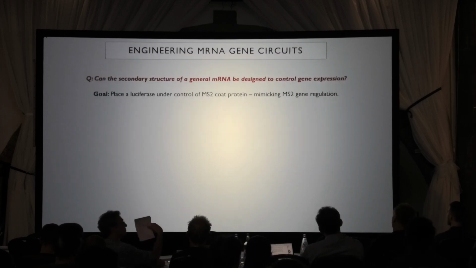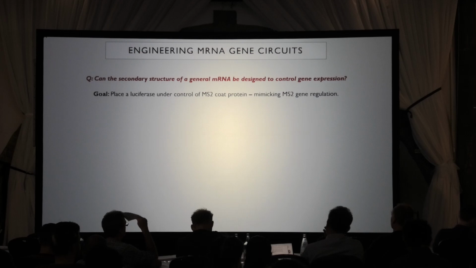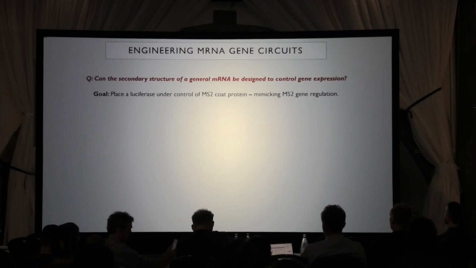Okay, so what I wanted to end on is sort of my forward look. I just have just enough time for a little bit of experimentation. So I'm principally a modeler, but I'm also interested in dipping my toe in the experimental pool. So this is just a very straightforward, simple experiment, I think. So the question is, can you create a general messenger RNA that's designed to control gene expression just like MS2? And so just to do something simple, hopefully, what I thought is that I'd try and replace RNA-dependent polymerase with a luciferase, but make the luciferase under the control of MS2 coat protein.